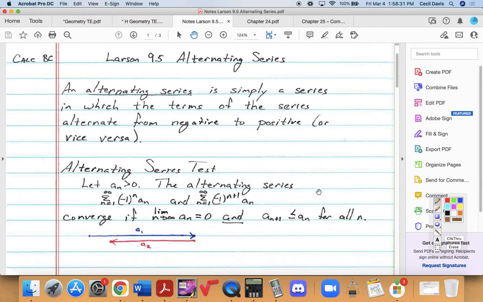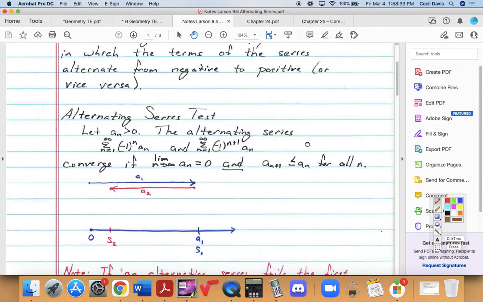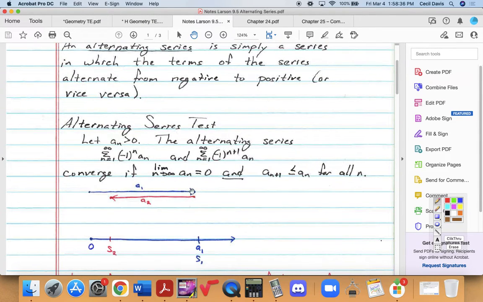Why does this work? Well, think about it this way. This first blue line represents a sub 1. So that would also be s sub 1, the sum of the first term, right? So we're sort of going to do a sequence of partial sums idea here. Remember the sequence of partial sums: you add up the first 3 terms, then you add up the first 4 terms, and you see what happens. So that's my first term. When I add a sub 2, it's got to be shorter than a sub 1, right? So now I have s sub 2 here.